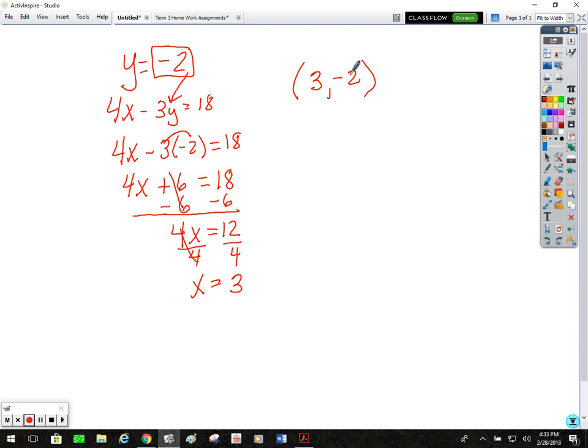We can check this really quick by plugging it back in. If I plug in y here, -2 does equal -2, so it checks. Then if I want to check down here, let's plug in our x and our y. 4 times 3 is 12, minus 3 times -2. Well, -3 times -2 is a positive 6. So 12 plus 6 gives me 18. So it checks here. That's all we're doing, just take them and plug them in.